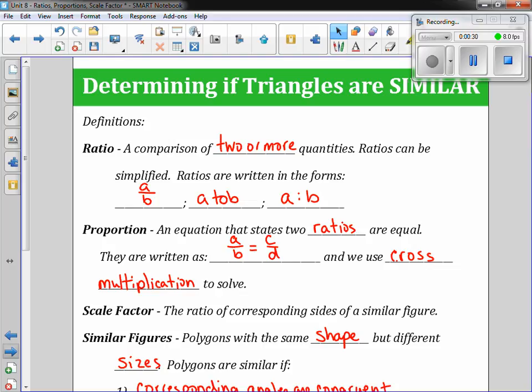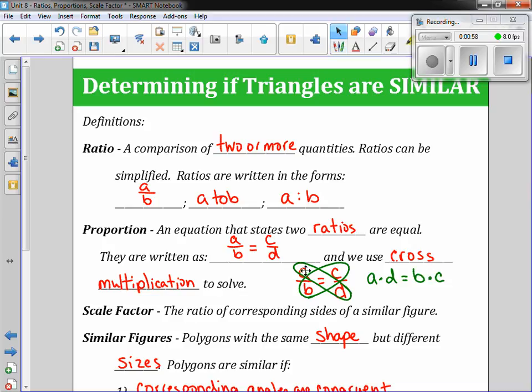A proportion is an equation that states two ratios are equal. They are written as A/B is equal to C/D, and we use cross multiplication to solve. So if I write A/B is equal to C/D, I'm going to cross multiply diagonally. A times D is equal to B times C.